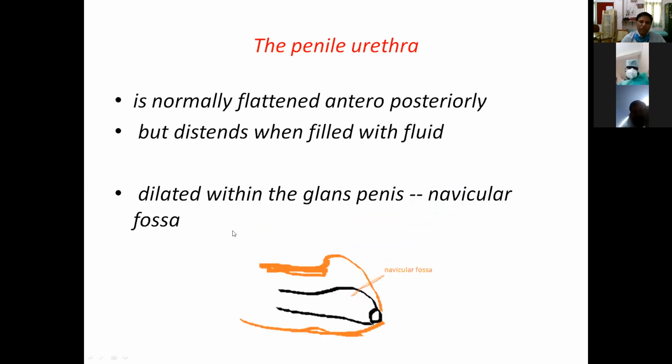The last part, the penile urethra, is normally flat anteroposteriorly, and when distended it is filled with urine. In the distalmost part it becomes bulbous or fossa-like. This is called the navicular fossa. So the urethra is dilated in two parts: one is the distalmost part, the navicular fossa, and the other is the bulbar part of the urethra.